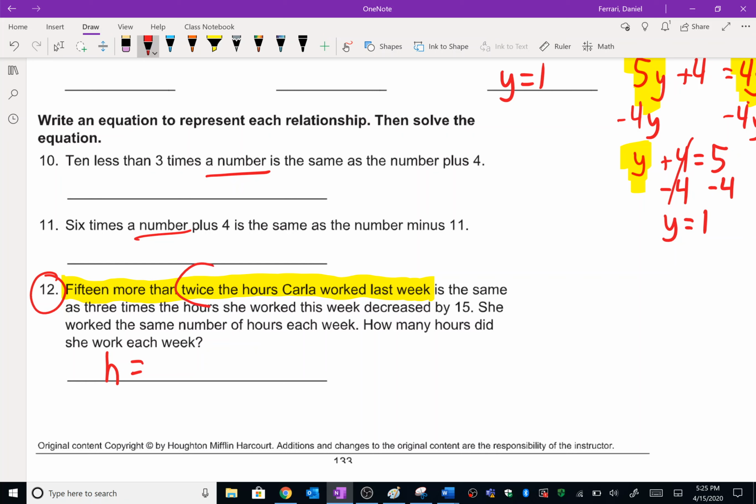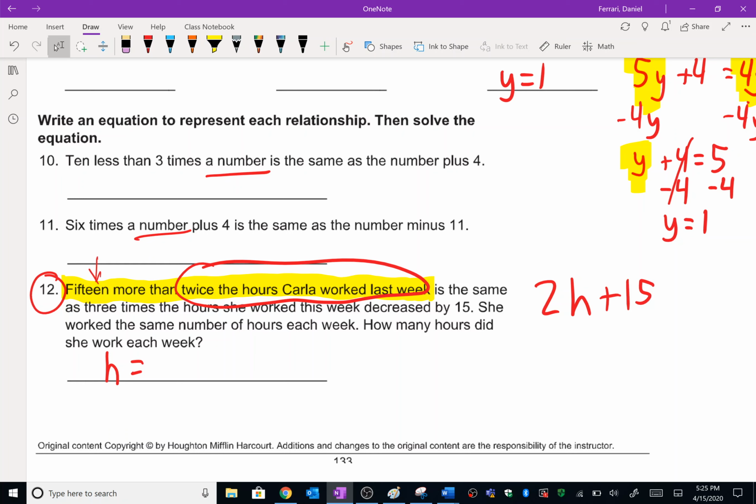Well, twice the hours Carla worked is pretty simple, right? If I take the number of hours, which again is represented by h, and I do twice that many, it's just going to be 2 times h, or double h, okay? But then I want 15 more than that number. So if I take the 2h, which is twice the number of hours Carla worked last week, I'm going to add 15 to that because it's 15 more.